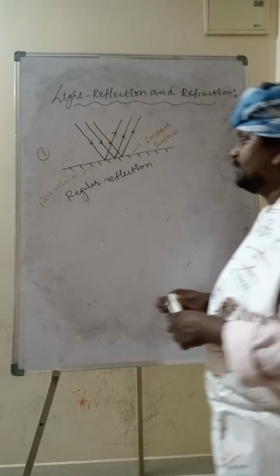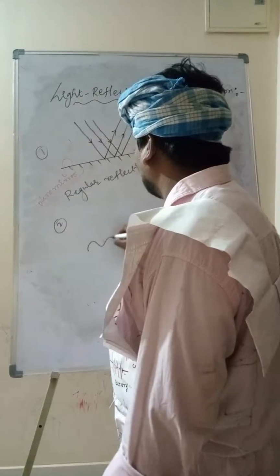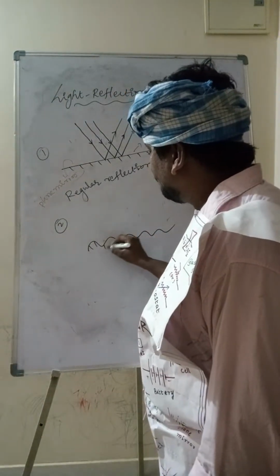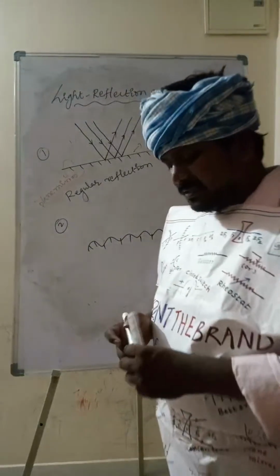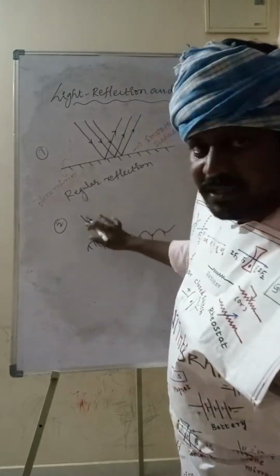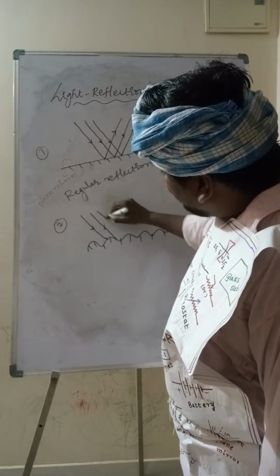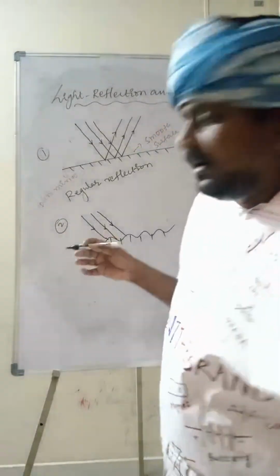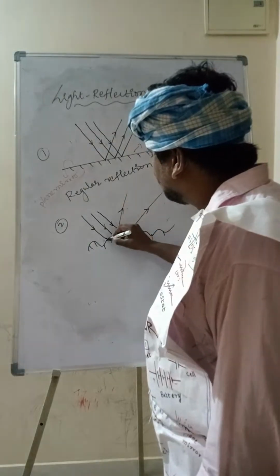Whereas irregular reflection, the second one: if you take the surface, it will be like this. These are the incident rays. This is also an incident ray. But the reflected light rays are not parallel to each other. The reflected light rays will move in different directions.